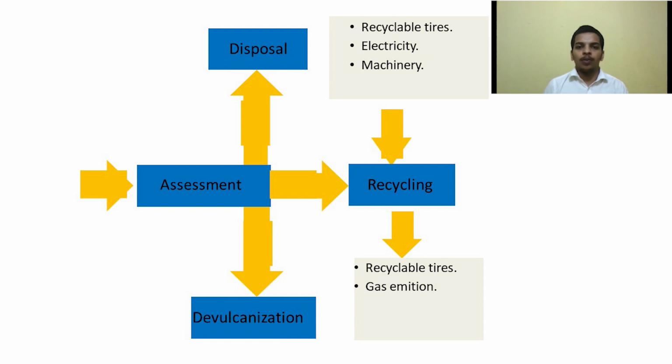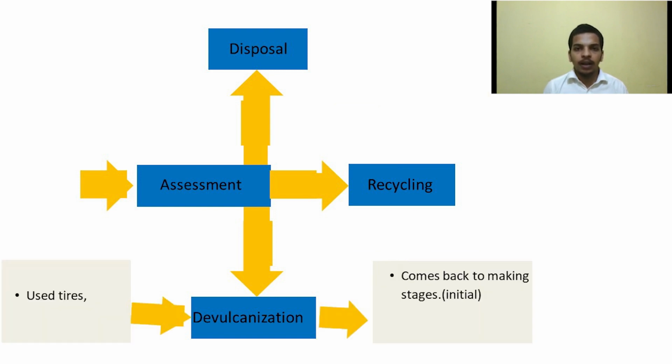Let's talk about the output of devulcanization tire products. The primary output is the devulcanized rubber obtained from the devulcanization process. The recycled rubber can be used as new material for the production of new tires. By incorporating recycled rubber into new tires, we reduce the demand for rubber, which often comes from natural resources such as trees. The output of devulcanization also includes the environmental benefits associated with recycling.